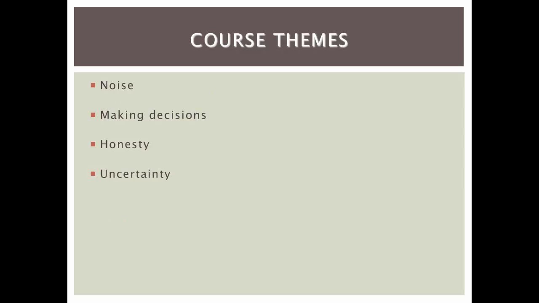It becomes, for me, a little bit more manageable when I start to group things under themes, and hopefully for you too. So one key theme is noise, another is making decisions, another is honesty, and another is uncertainty. So 4 key themes. Let me deal with each of them in turn.